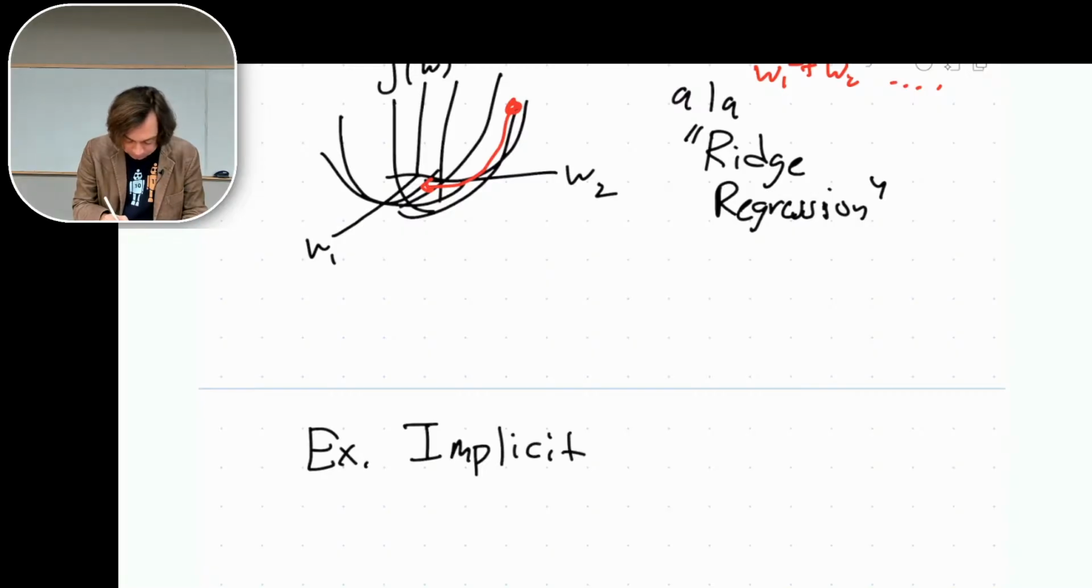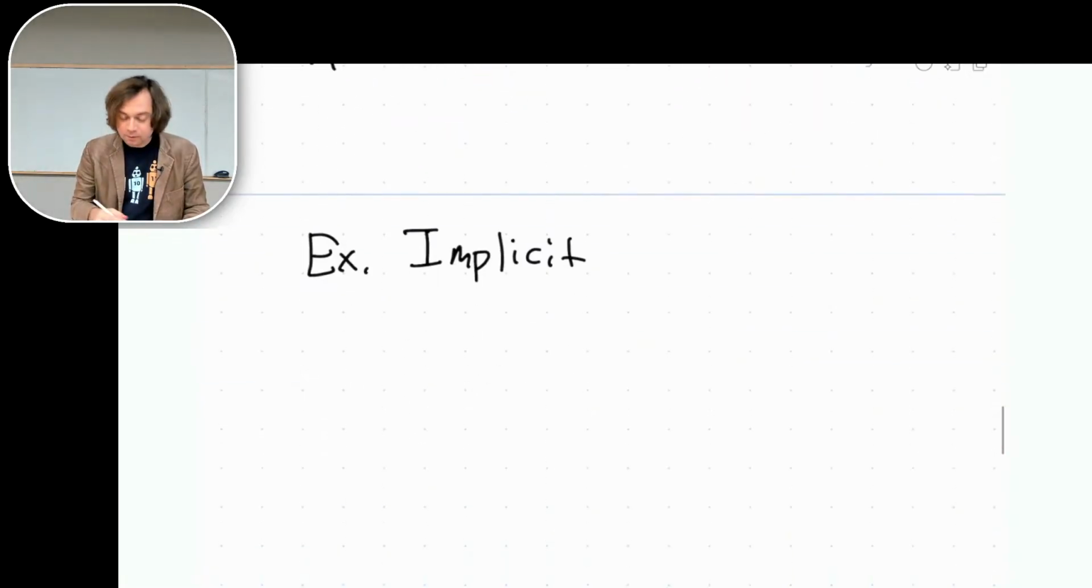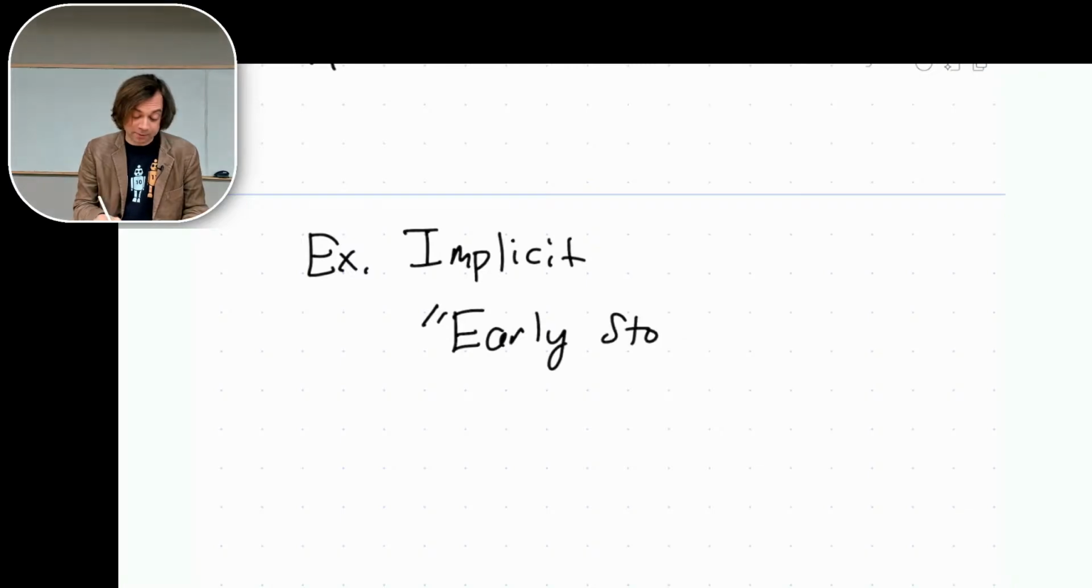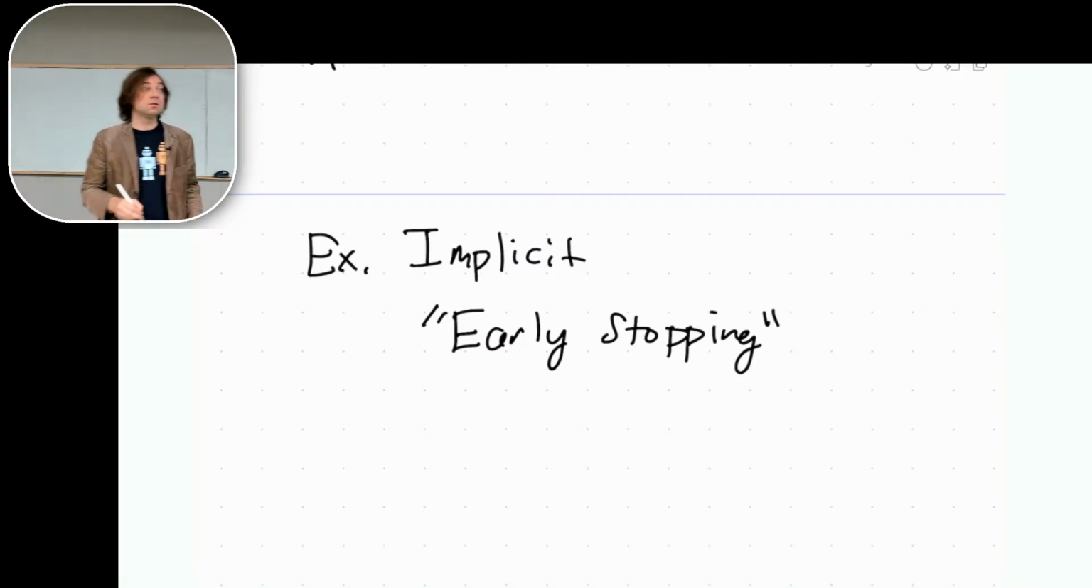An implicit regularization called, ready for this super fancy term? Early stopping. Guess what it does? It stops early. Sometimes we're good at naming things in engineering, computer science.